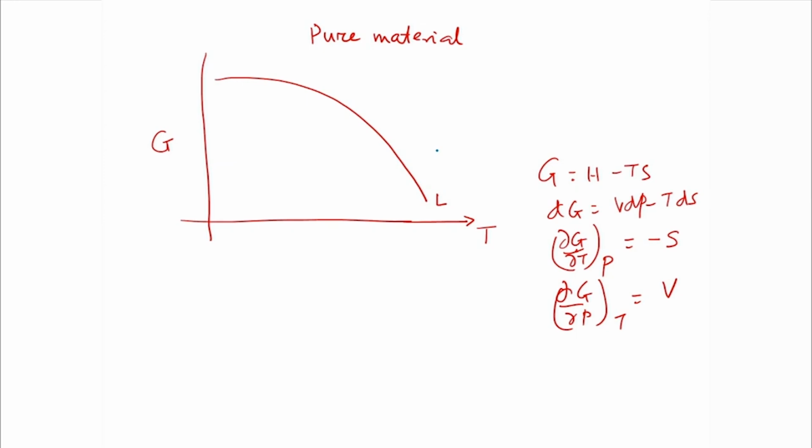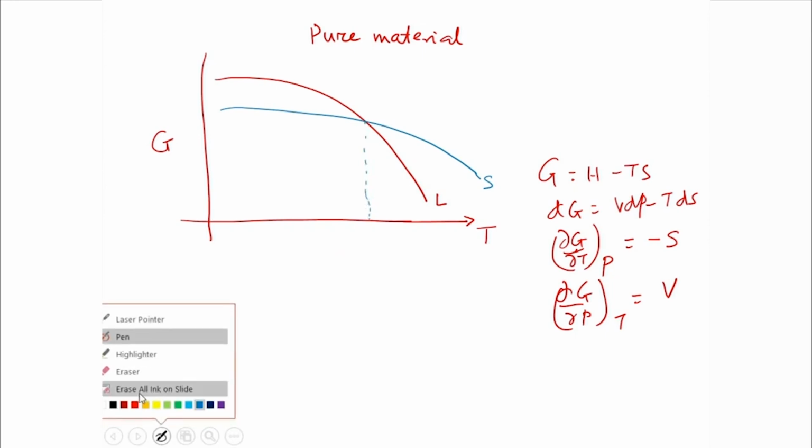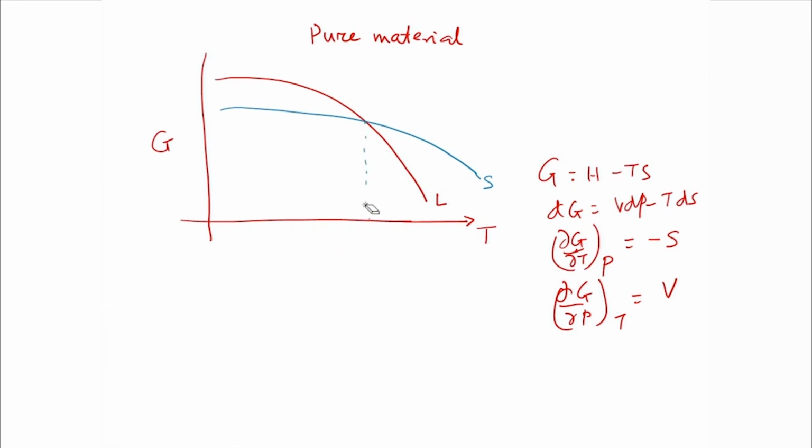Obviously, below the melting temperature, free energy of the solid will be lower. Above the melting temperature, free energy of the solid will be higher. And let us suppose this is solid. And therefore, you can see here, this is the crossover point. This is the crossover point. That's why the free energy of the two phases are equal.